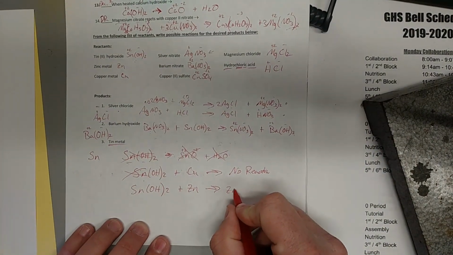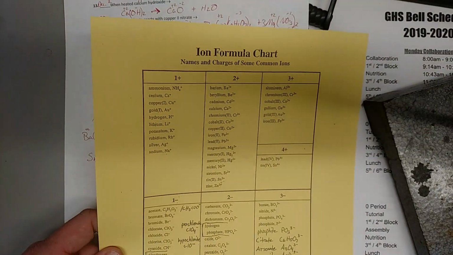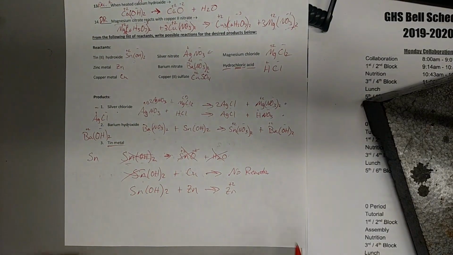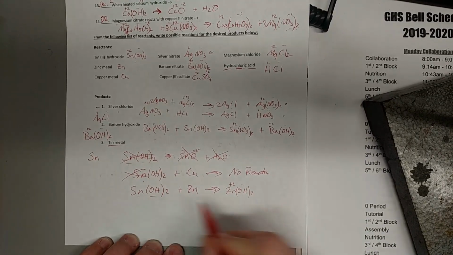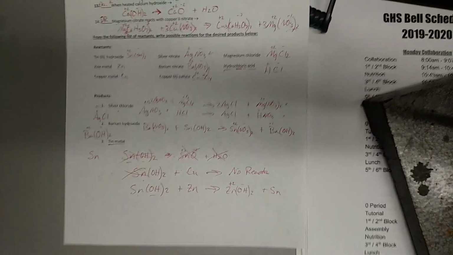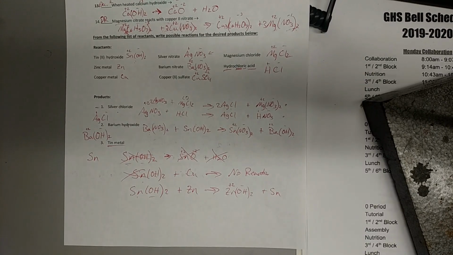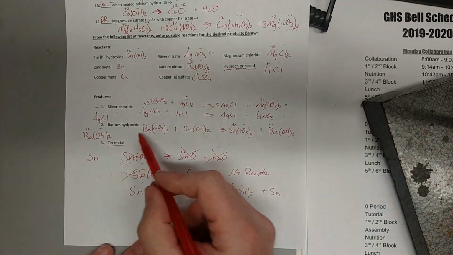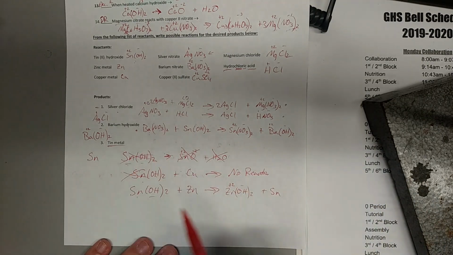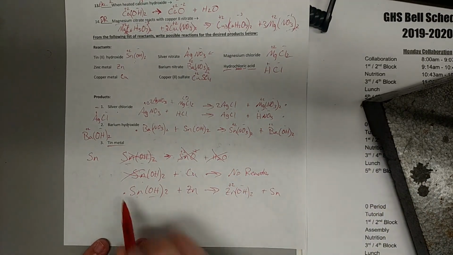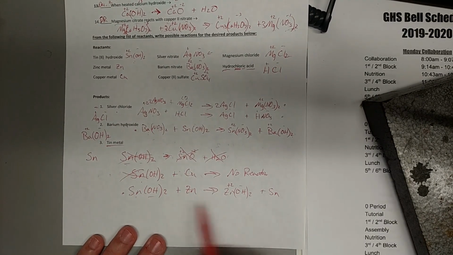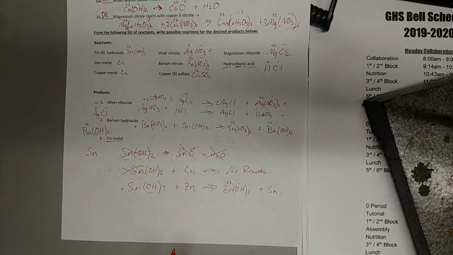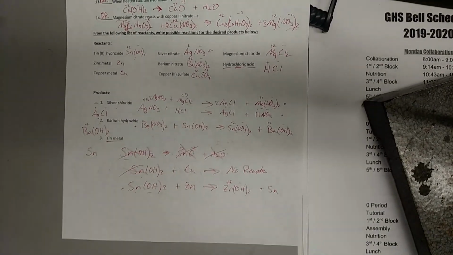So zinc is a +2 ion. And I got that from the periodic table. Look at the periodic table for the charge. There it is right there. Hydroxide is still hydroxide, so there you go. And now our tin is going to be by itself. Question number 1 had 2 answers. Question number 2 only had 1 answer. And question number 3 only has 1 answer. So let's make sure it's balanced, and it is. So that's how you do that part on your test review.